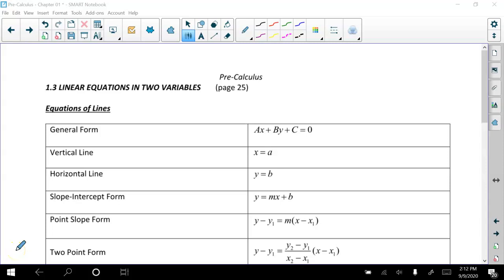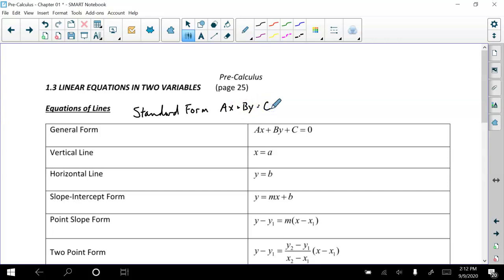Welcome to section 1.3. We're going to be talking about linear equations in two variables. And I just realized I forgot an important one, standard form. Now for standard form, it's very similar to general form. It's just ax plus by equals c.